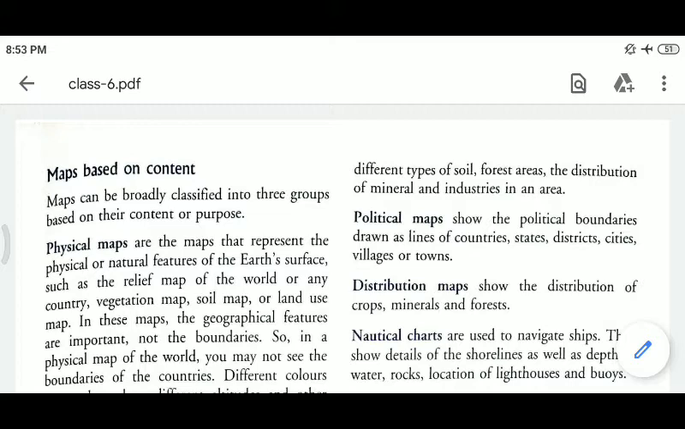Dear student, in this video we are going to read chapter 4 of Geography. The topic is reading of maps. In this video, we are going to read maps based on content, and now we are going to read about nautical charts.